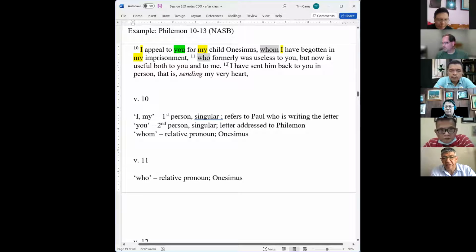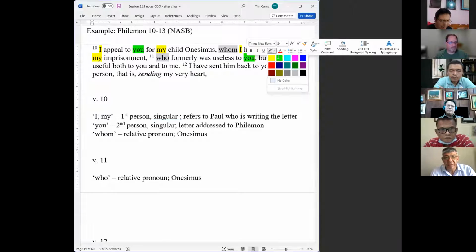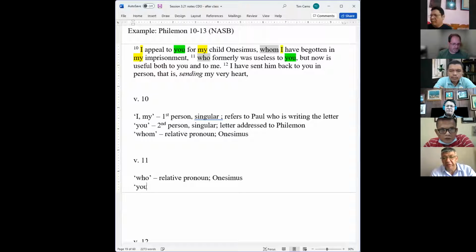Any other pronouns in verse 11? You. Good. And that refers to whom? Philemon. What is it, first, second, or third person? Second. Singular or plural? Singular. Yes, you're right. And it refers, again, to Philemon.